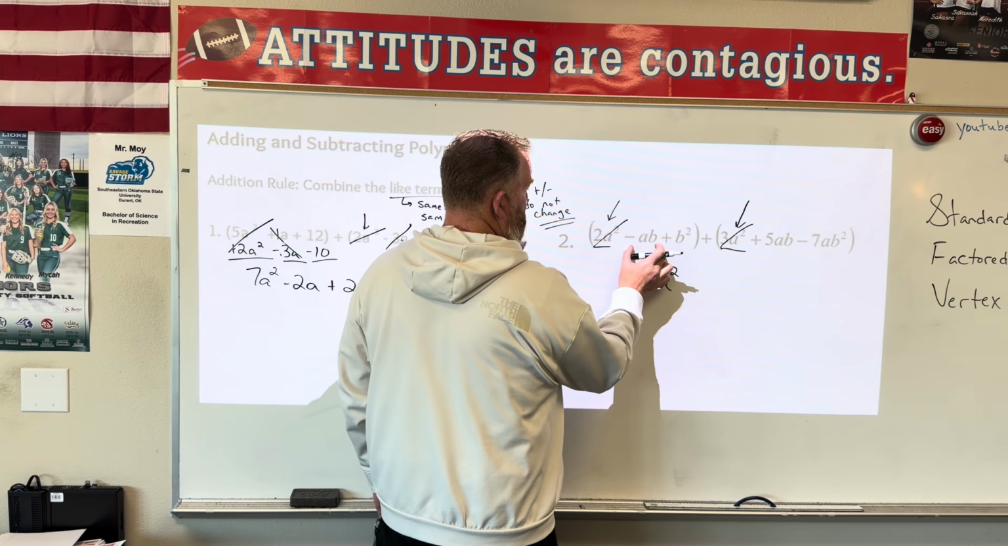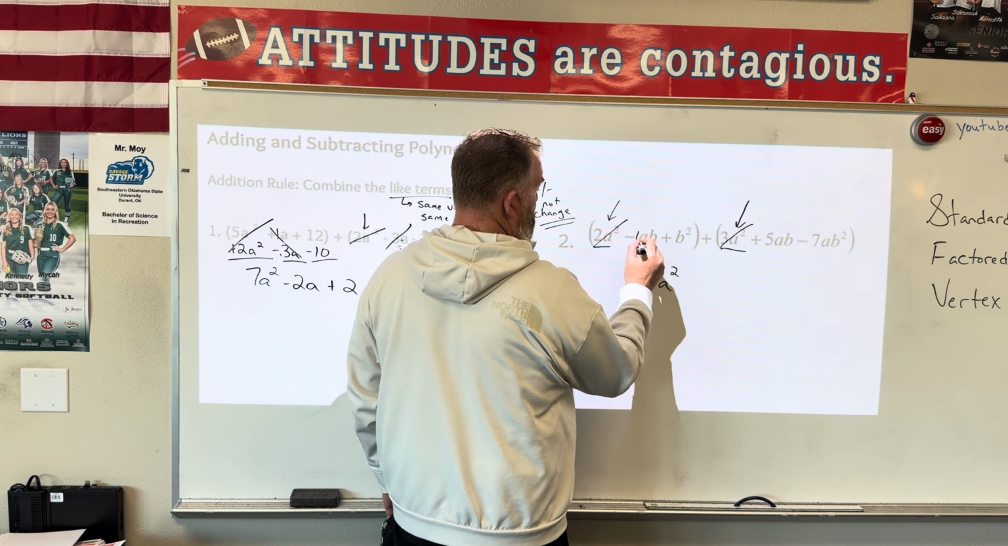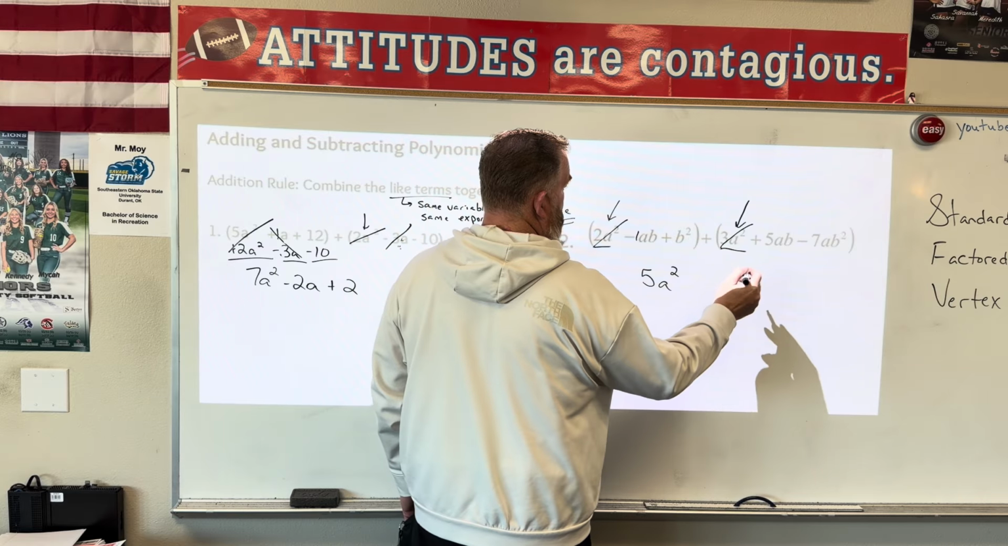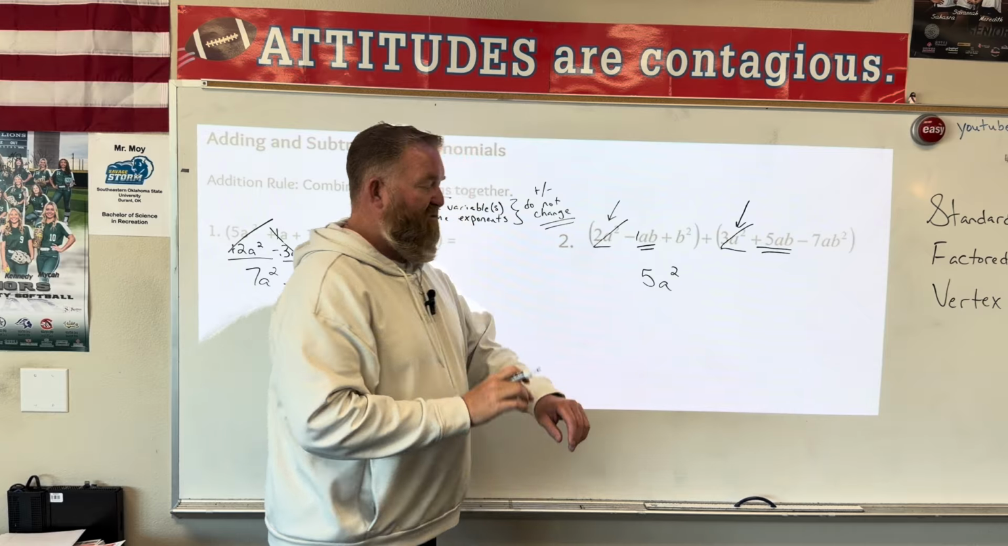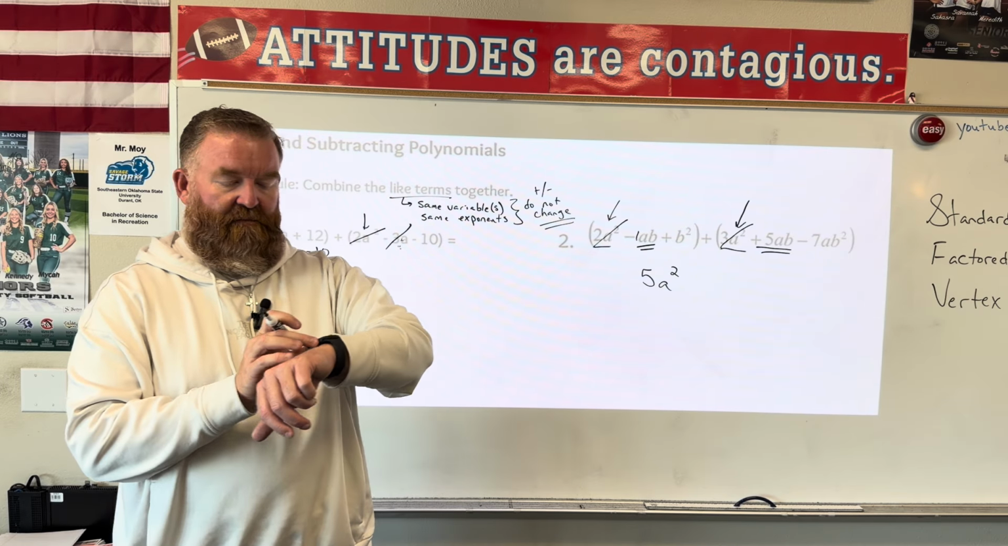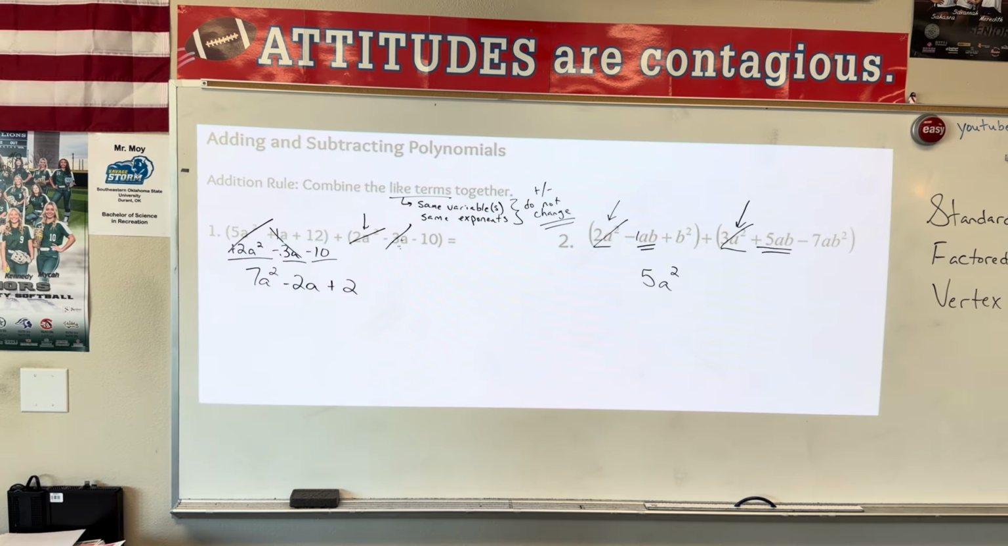I have, what is this? Negative 1ab, right? Negative 1ab and what? Positive 5ab. So I have negative 1 and a positive 5. If I add those together, what do I get? Positive 4ab.